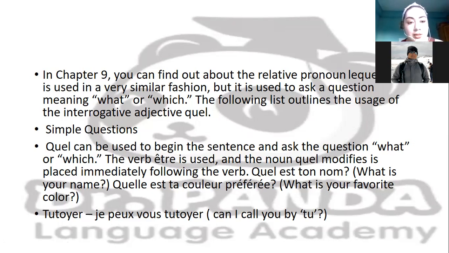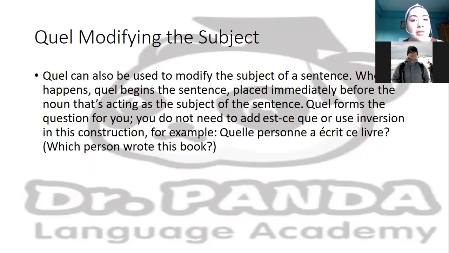So simple questions. Quel can be used to begin a sentence and ask the question what or which. The verb être is used, and the noun quel modifies is placed immediately following the verb. For example, when you want to say, what is your name? You say, quel est ton nom? Or what is your favorite color? Quelle est ta couleur préférée? Very good.